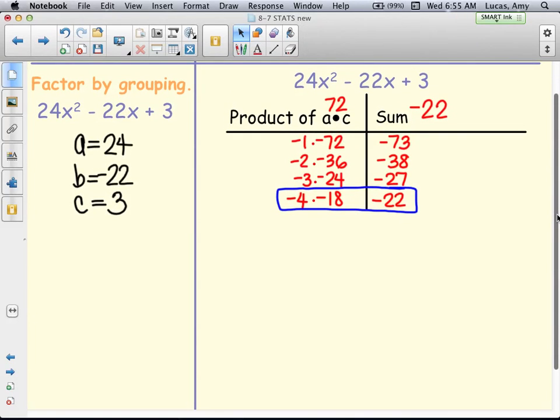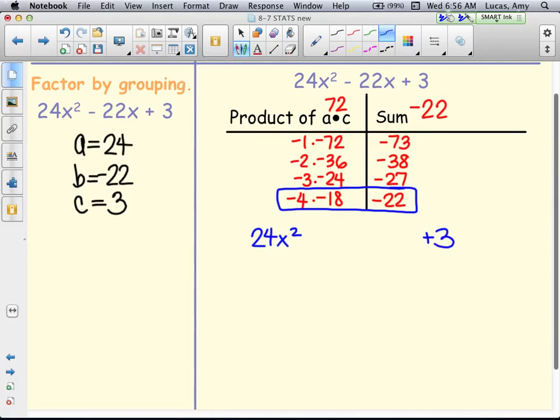Okay. Now I can bring down my first term and bring down my last term. Now, the number 3 does not have a common factor with the negative 4, but does with the negative 18. So I need the negative 18x here and the negative 4x over here. Both of them have common factors with the 24, but not with the 3.